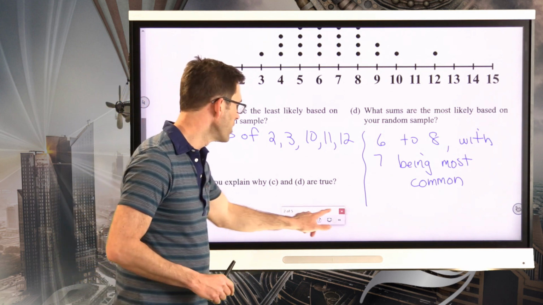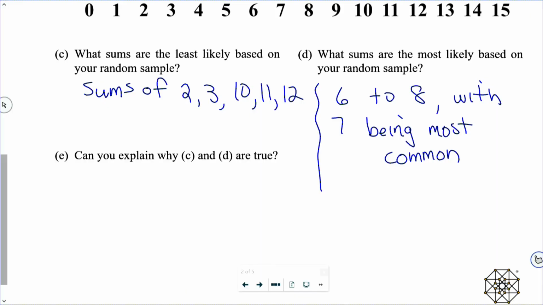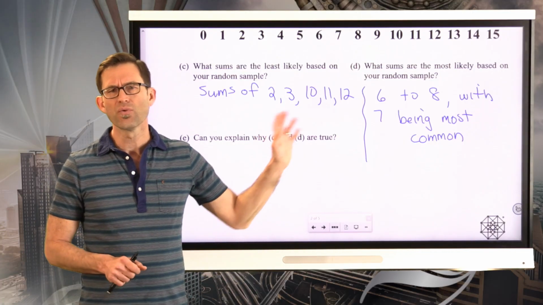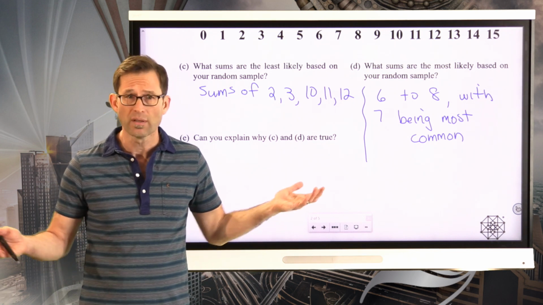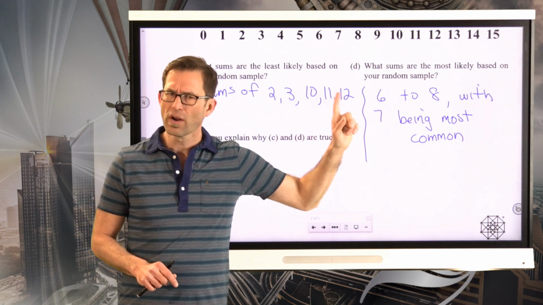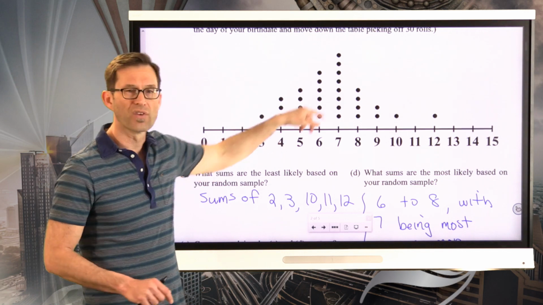Now, let's talk about a really important piece, letter E. Can you explain why C and D are true? All right, so let's come back and talk about this. In other words, why is it that sums of like 2, 3, 10, 11, 12 were fairly uncommon? Not impossible, right? But uncommon. Whereas sums of 6 to 8 were fairly common, right? There were lots of those, and there were a ton of 7s, right?